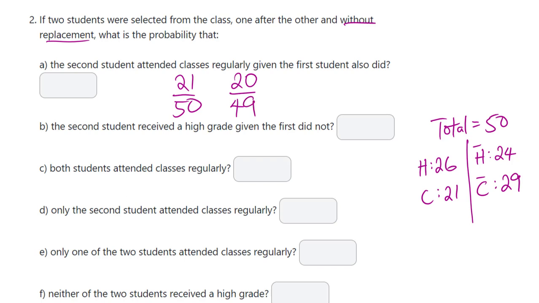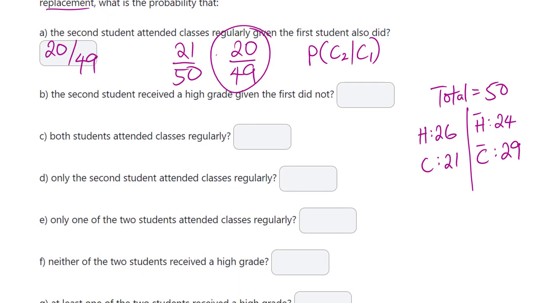Now, if the question has asked us, what is the probability that the second student attended classes regularly and the first also did? Then we would have multiplied these two probabilities. But this question is only asking us about the second student. So it's asking us what's the probability that the second student attended classes regularly, given that the first also did. So the answer to this one will just be the 20 over 49.